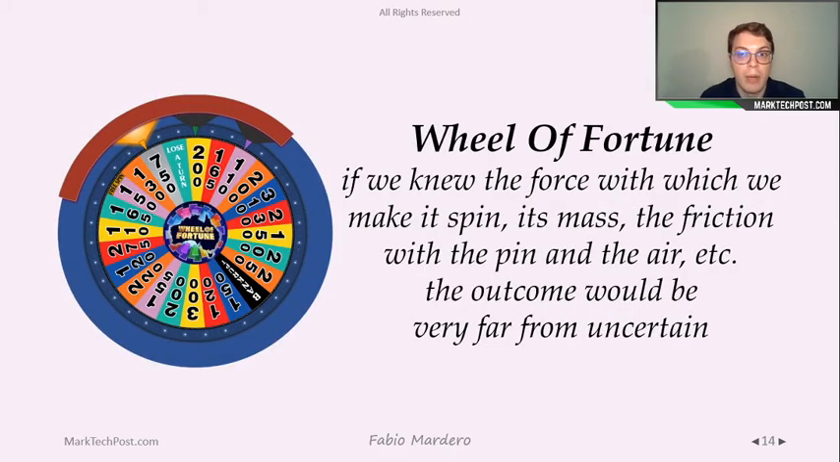So let's think about the wheel of fortune. If we knew the force with which we are making it spin, its mass, the friction with the pin and the air, etc., everything that physicists want to know, the outcome would be very far from uncertain. Of course, we will get one number. We will get the one slice where the wheel will stop.